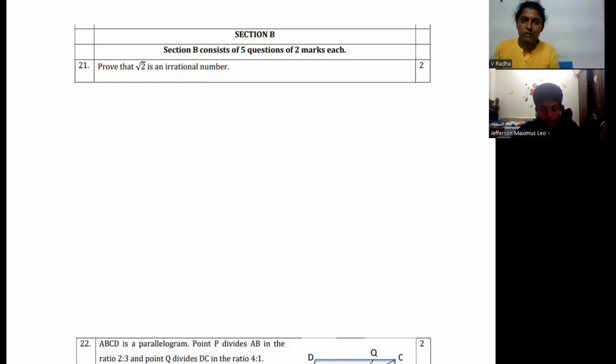Okay, let's read the question. Prove that root 2 is an irrational number. Okay. So நீங்க சொல்ல தான் நான் எழுத போறேன், சரியா? Okay, ma'am.